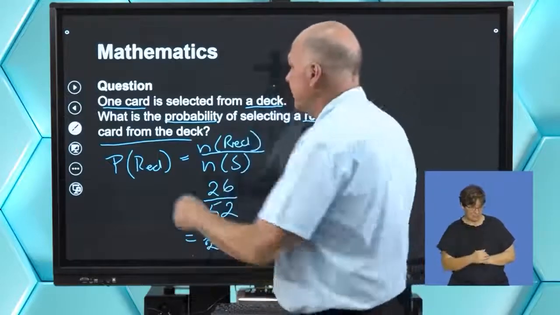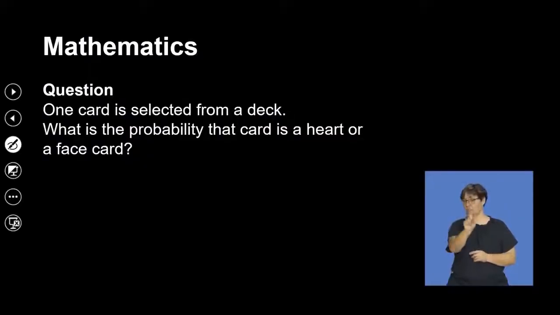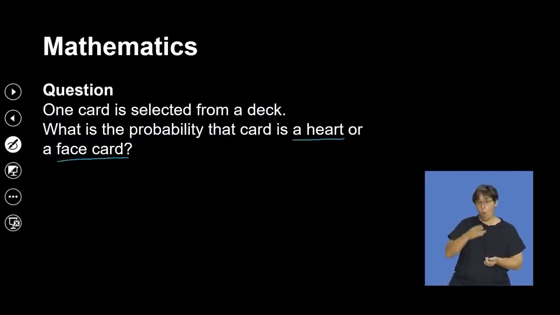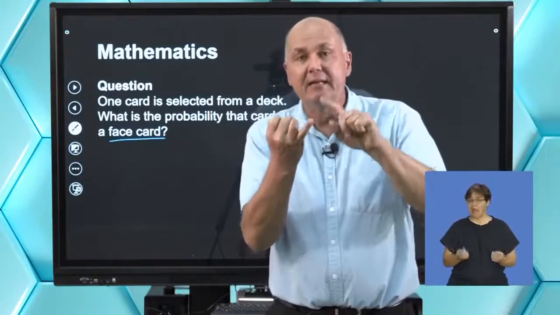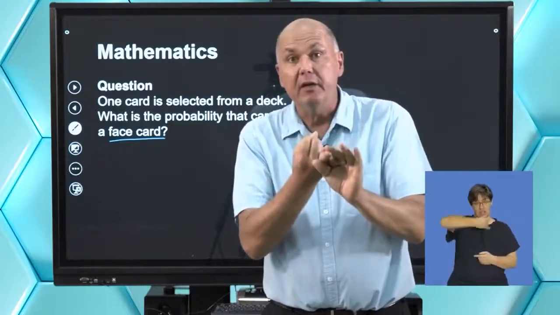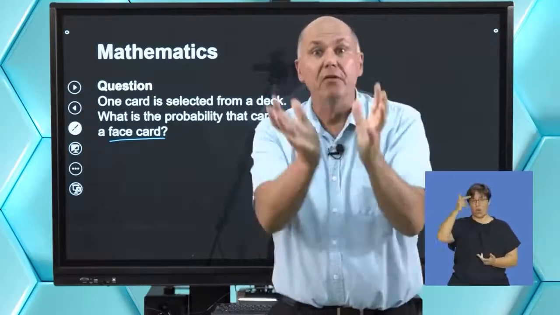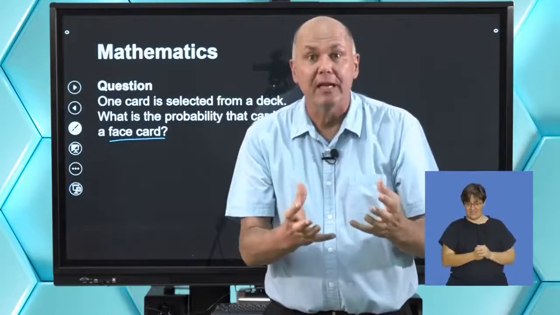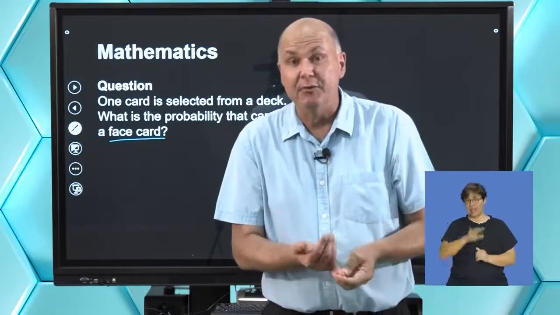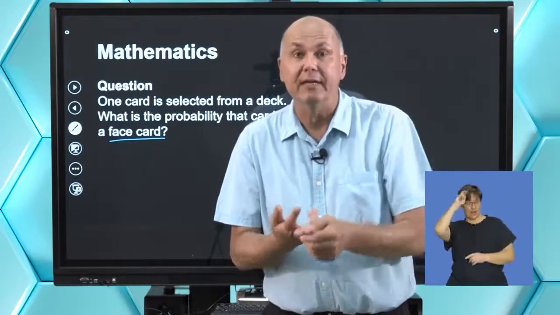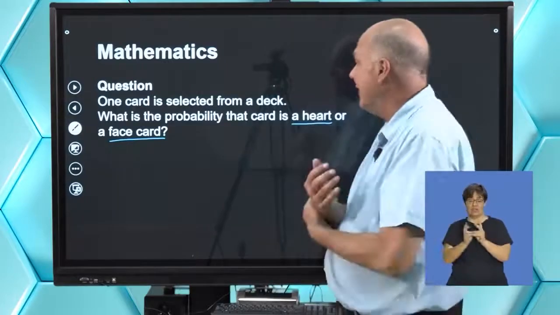Let's step it up a level. Let's ask our next question. We're told that one card is selected from the deck. What is the probability the card is a heart or a face card? So what do we mean by face card? Well, a face card is something that is either a jack, a queen, or a king. It's got a face on the card. It's one of those high value cards. So the jack counts for 10, the queen counts for 11, and the king counts for 12. Some people do it in that notation.